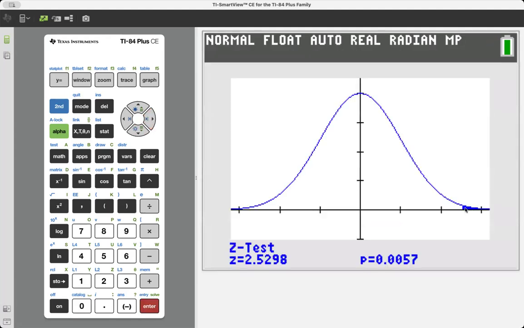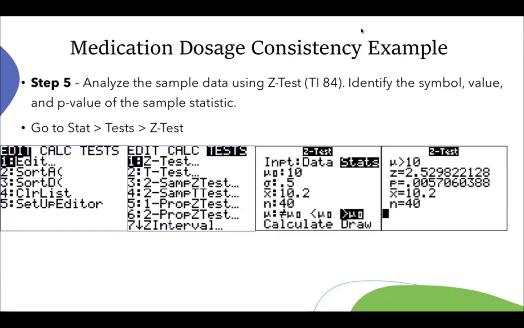Okay, and you can see that the area is really small on the top right of the curve here, and its p-value is coming out as 0.0057. Okay, 0.0057. Also, if we do z-test using just the calculate feature, it gives us the same p-value, of course.